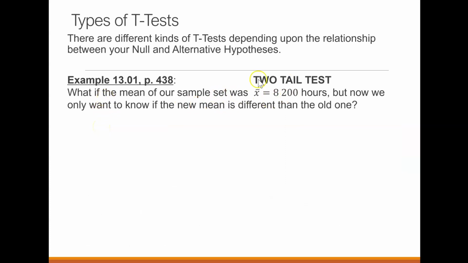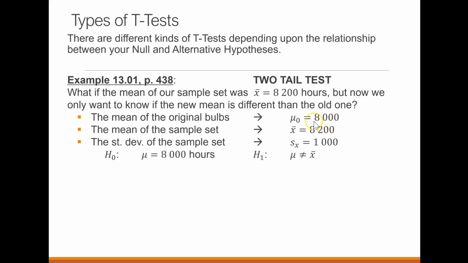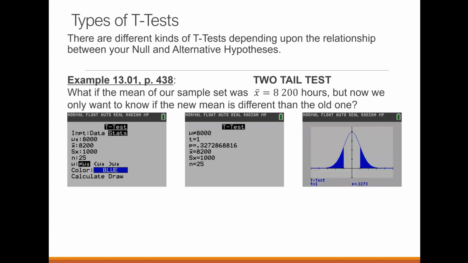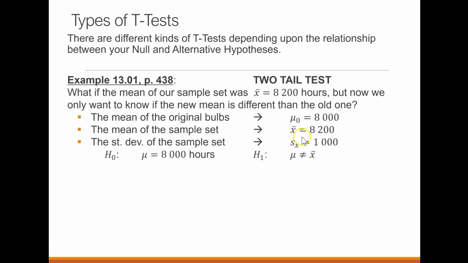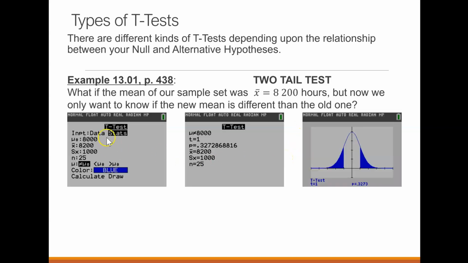So again, let's say our sample mean was 8,200, but now we only want to know if the new mean is different from the old mean. So again, population mean 8,000, sample mean 8,200, sample standard deviation 1,000. Our null is the mean is 8,000, but the alternative is it's not 8,000. Or it's not 8,200, excuse me. So if I do that, I set it up the same way, except this time we pick the not equal to.